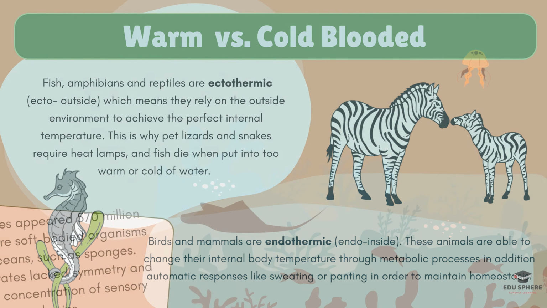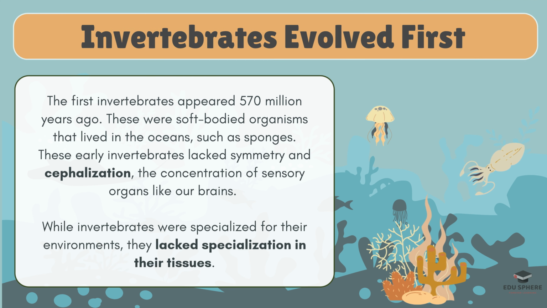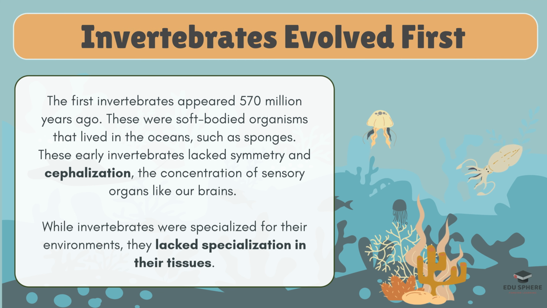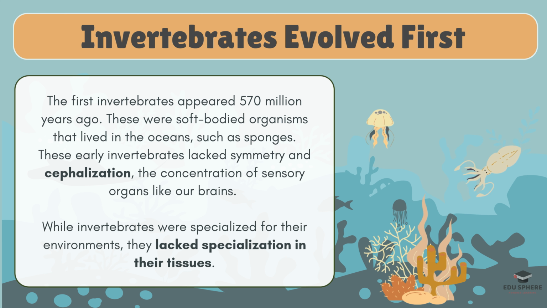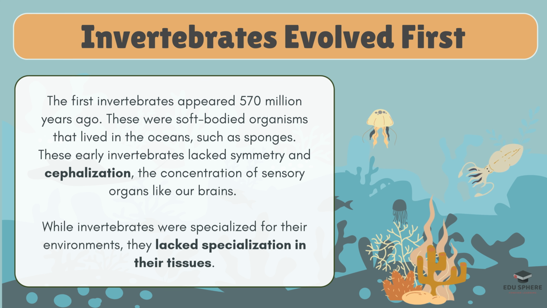Let's start with the invertebrates, which were the first animals to appear on Earth, around 570 million years ago. These early forms were often soft-bodied ocean dwellers, like sponges. Many lacked distinct symmetry or cephalization, which is the concentration of sensory organs we see in heads. Despite their diversity, early invertebrates often lacked specialized tissues.